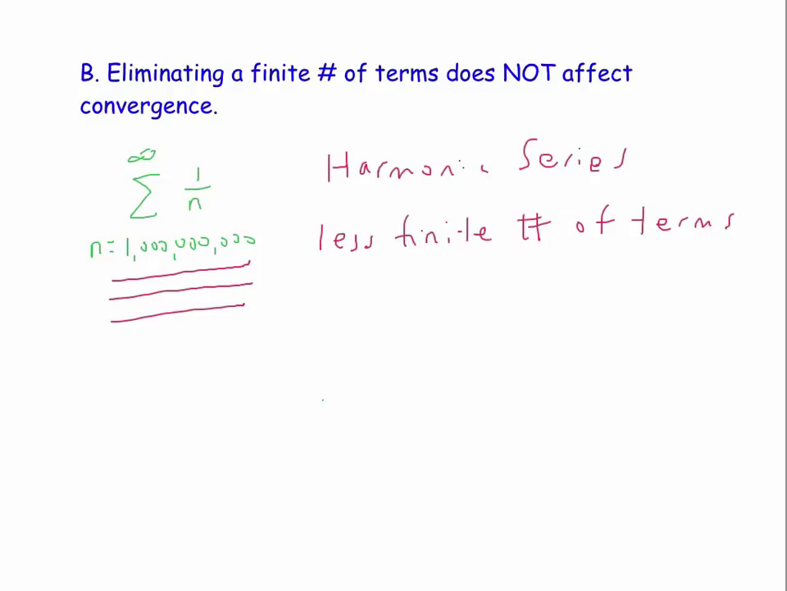Because while a billion terms is a lot of terms, if we add them all up, we'll get a finite number. And if we subtract a finite number from infinity, well, we still get infinity. So this particular series here will diverge, even though I'm taking a billion terms away from this particular harmonic series.